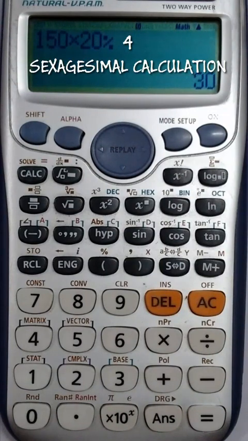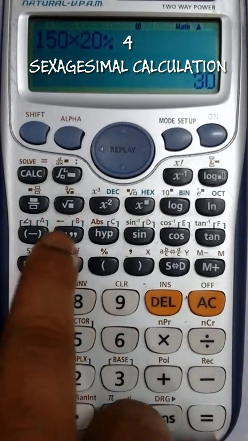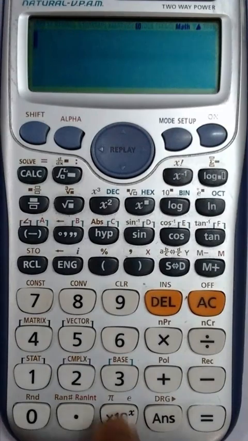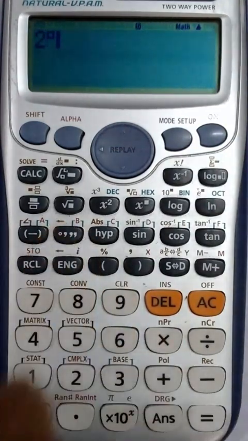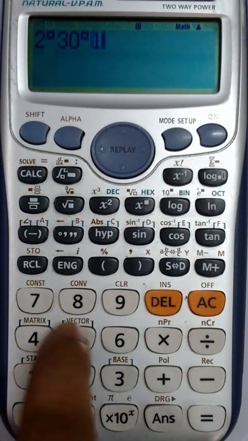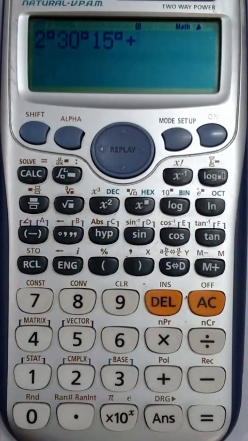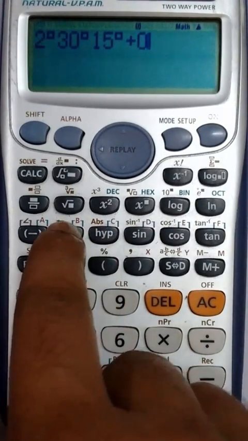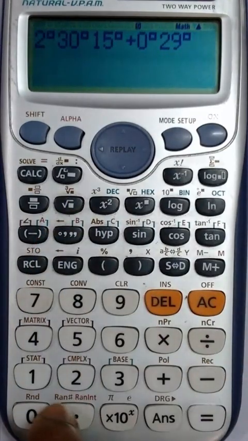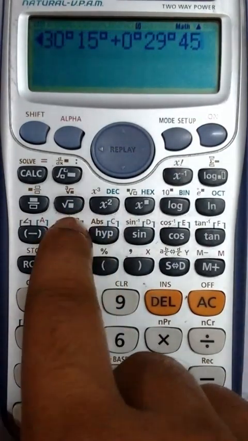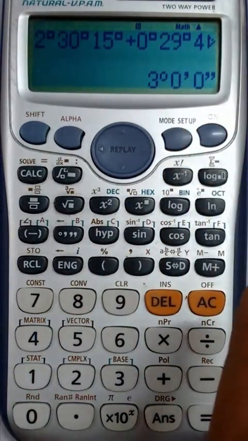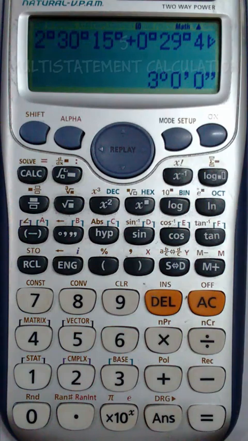Next technique is for the sexagesimal calculation. You can see here this degree, minute, second symbol. So how to use this? Suppose I am using this, 2 degrees 30 minutes 15 seconds plus 0, 29, and this is 45. This is 0 minute 0 second. In this way you can use these sexagesimal operations on your calculator.